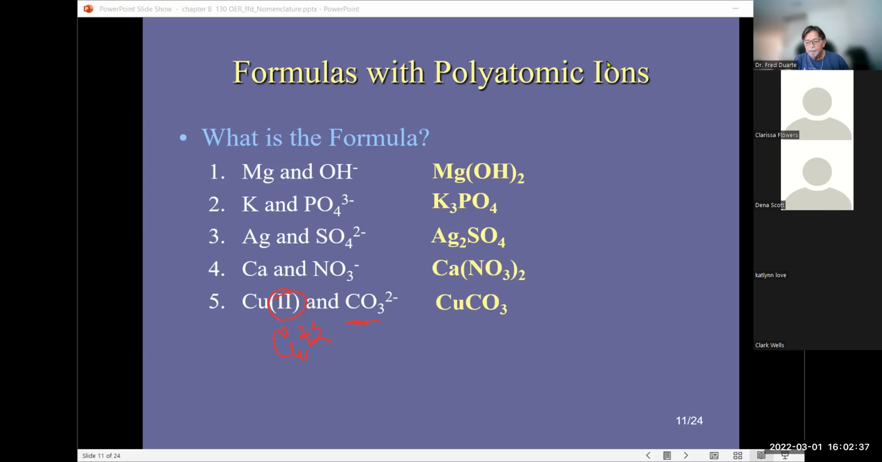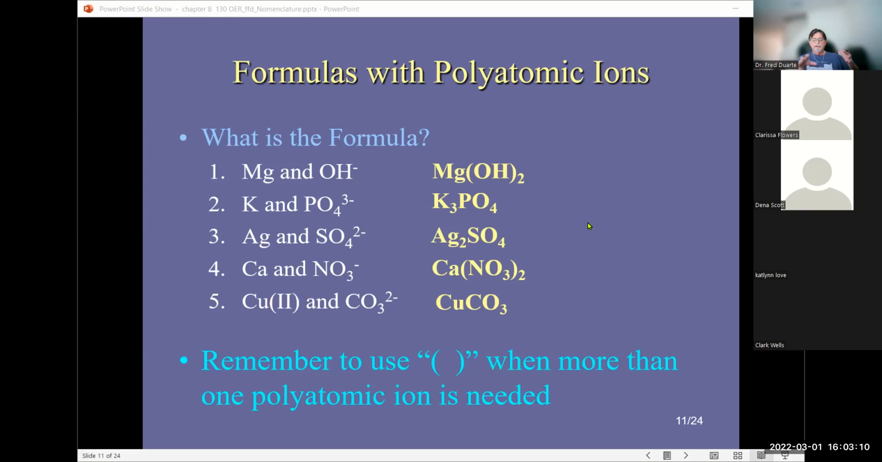If that were copper 1, given to you as follows, then in that case the formula would need 2 coppers with the 1, and the carbonate, just like that. Okay, so copper 2 carbonate and copper 1 carbonate are 2 distinct, different compounds.